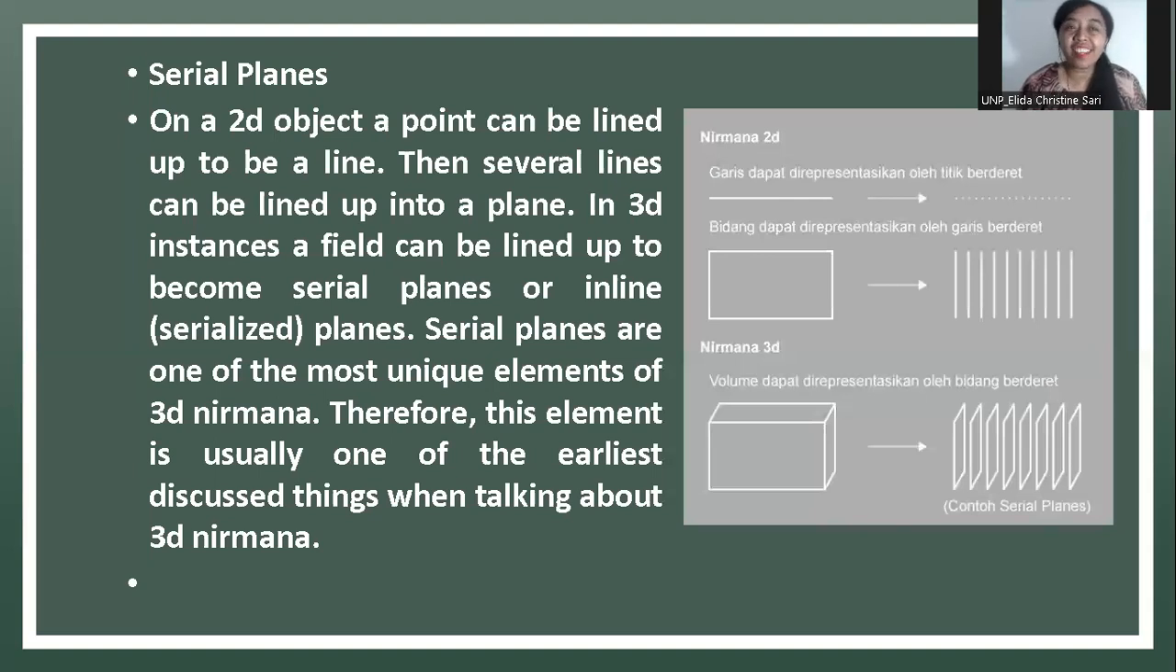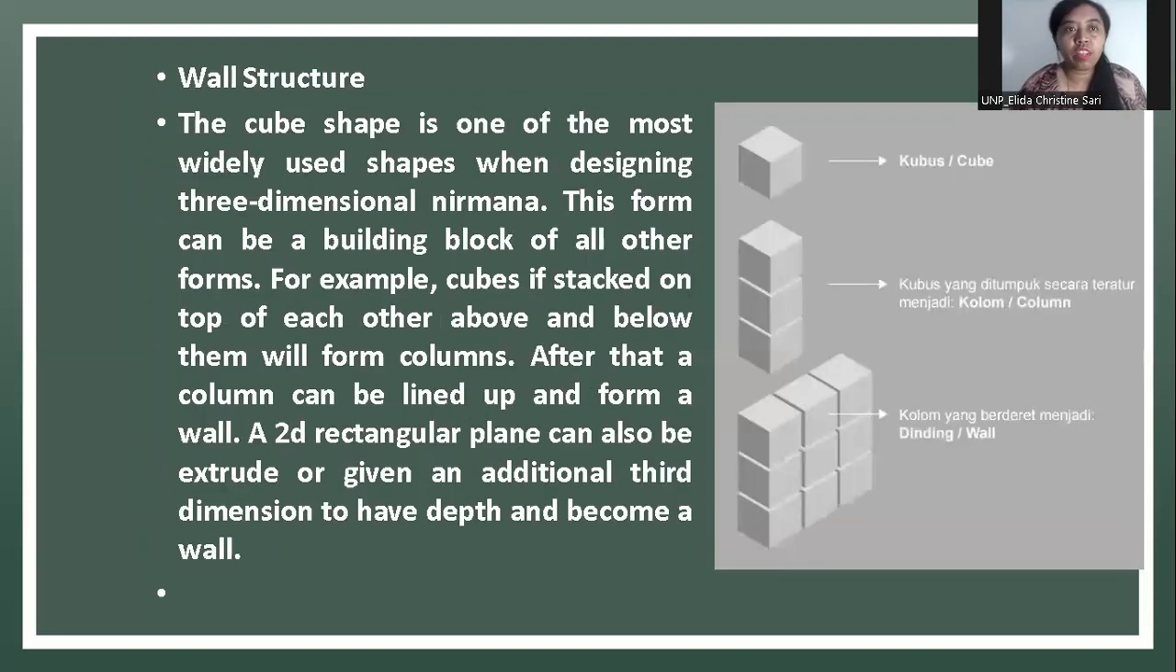Now we will talk about serial planes. In 2 dimensions, points can be lined up to be aligned, then several lines can be lined up into a plane. In 3 dimensions, a plane can be lined up to become a serial plane or inline serial plane. Serial planes are the most unique element. Moreover, this element is usually one order. Okay, and then next.